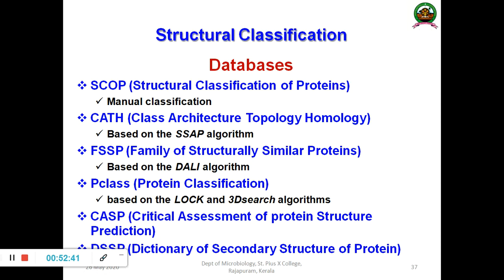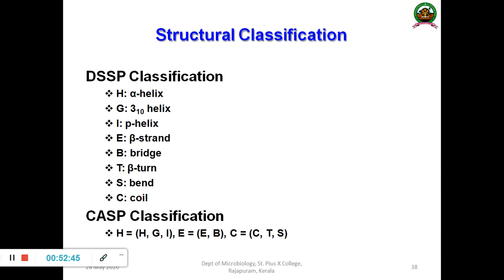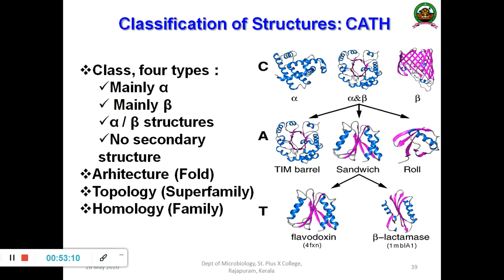They classify proteins based on the specific type of secondary structures. Now this I have already told you. This is just an example of a DSSP classification. How it classifies: H stands for alpha helical structure, G stands for 3-turn helix, I stands for pi helix, E stands for beta strand, B stands for beta bridge, T stands for beta turn, S stands for bend, and C stands for coil. Similarly, other classifications use different notation to denote these.